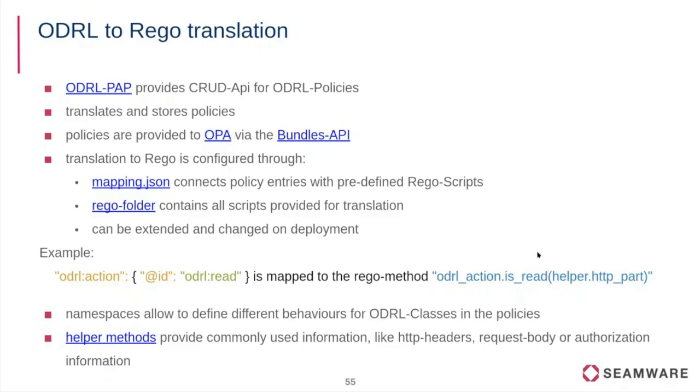So there are some helper methods also already provided, but those are very specific details that you should take a look at when you're trying to define your policies and when you want to extend the policy mechanisms beyond the existing defaults. We allow namespacing to define different behaviors for ODRL classes in the policies and contexts, and we provide a set of helper methods for commonly used information like the HTTP headers, like the request bodies, or the authorization information provided with the request.